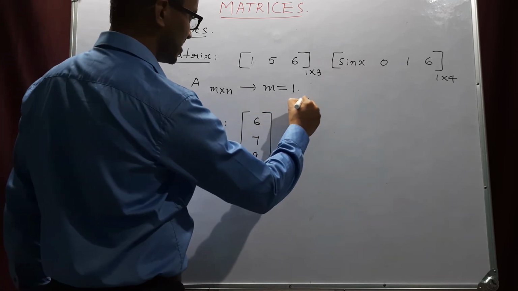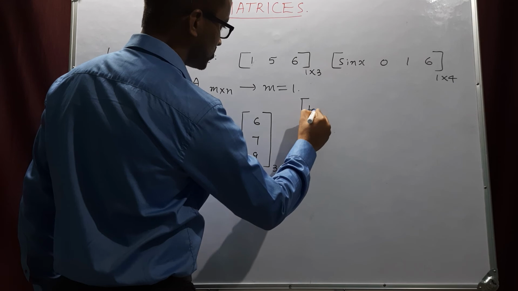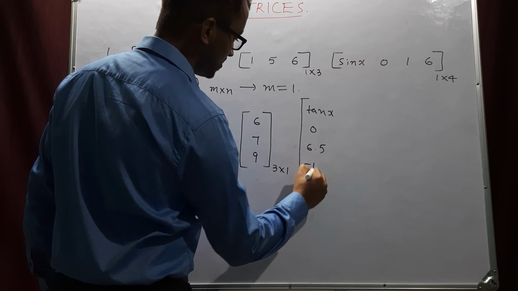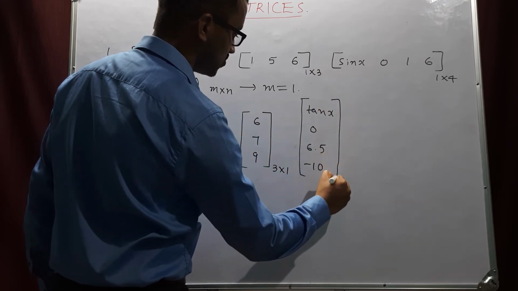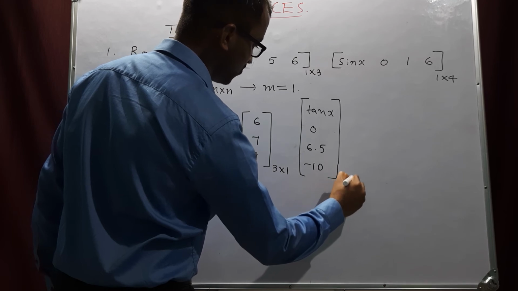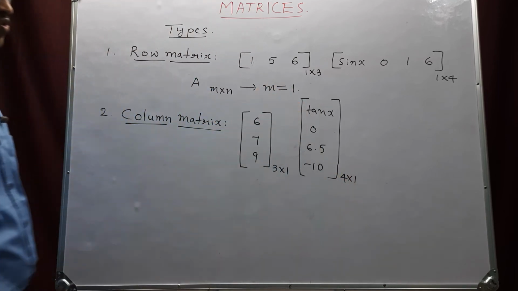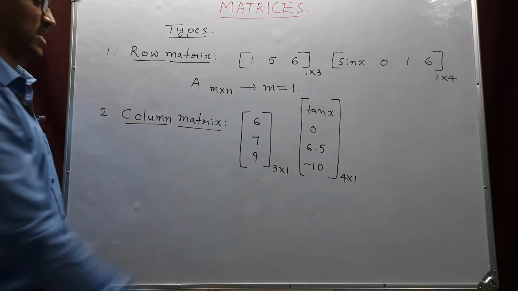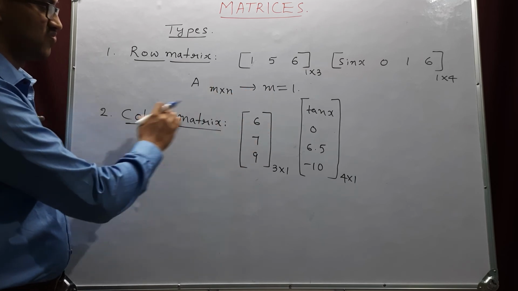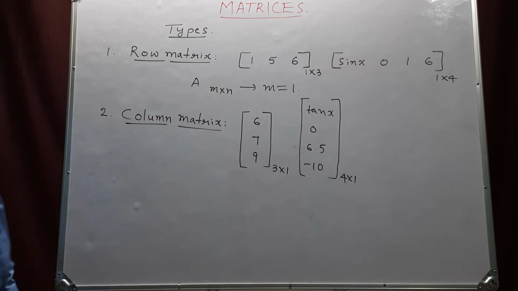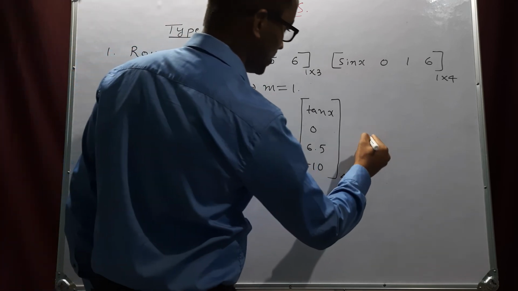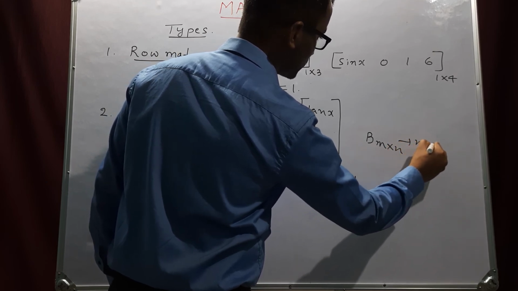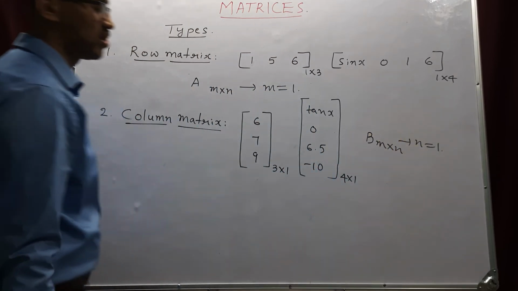If you want, you can consider one more example: tan x, 0, 6.5, minus 10. Here also the order of this matrix is 4 by 1 because we have 4 rows and 1 column. Whenever the given matrix has only one column, we call it a column matrix. In any matrix, suppose B is a matrix of order m by n with n equal to 1, then we call it a column matrix.